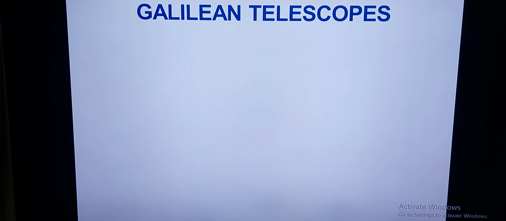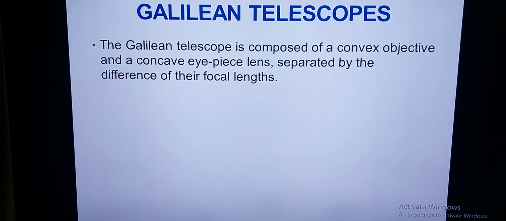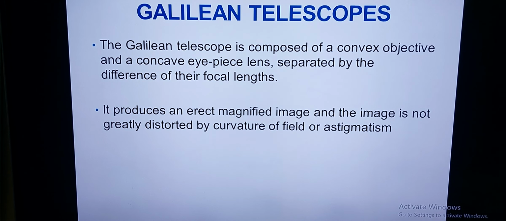Now the Galilean telescope. Anybody has an idea as to what the working principle of the Galilean telescope is? How the lenses are used? What are the two types of lenses? Yes, yes. Basically, a convex objective and a concave eyepiece lens are used, separated by the distance of their focal lengths. So it produces an erect magnified image, and the image is not greatly distorted by curvature of field or astigmatism.